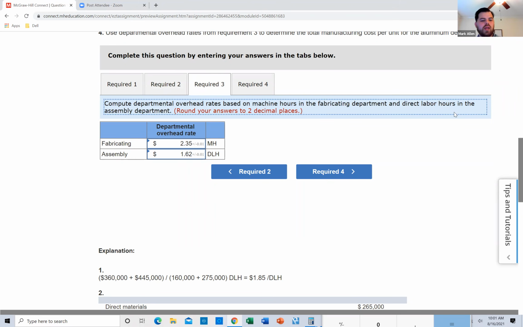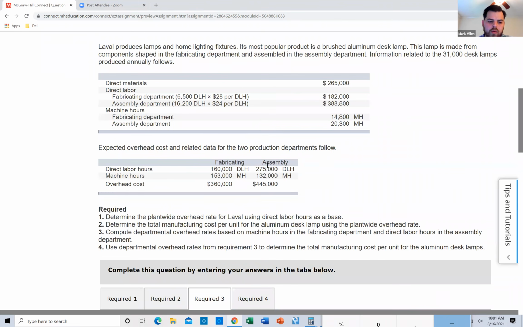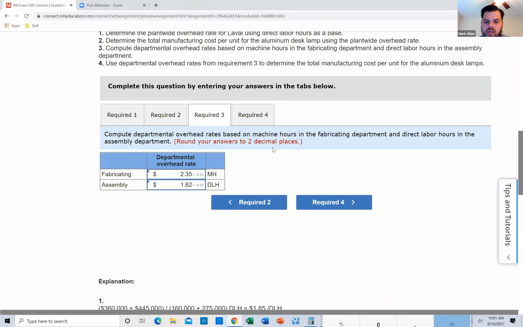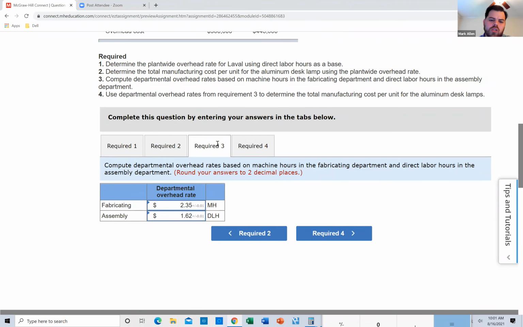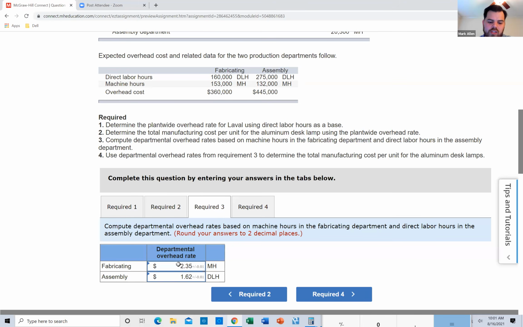fabricating department and direct labor hours in the assembly department. So in this case, what we're going to do is come back up here. We're going to take my 360,000 for my overhead cost in fabricating, and we're going to divide that by my machine hours of 153. That's what they told us, I believe. Let's see. Machine hours in fabricating, yep. So 360 divided by 153, that's $2.35. And then for assembly, we're going to take that 445 divided by my 275 direct labor hours, and that gives me $1.62.